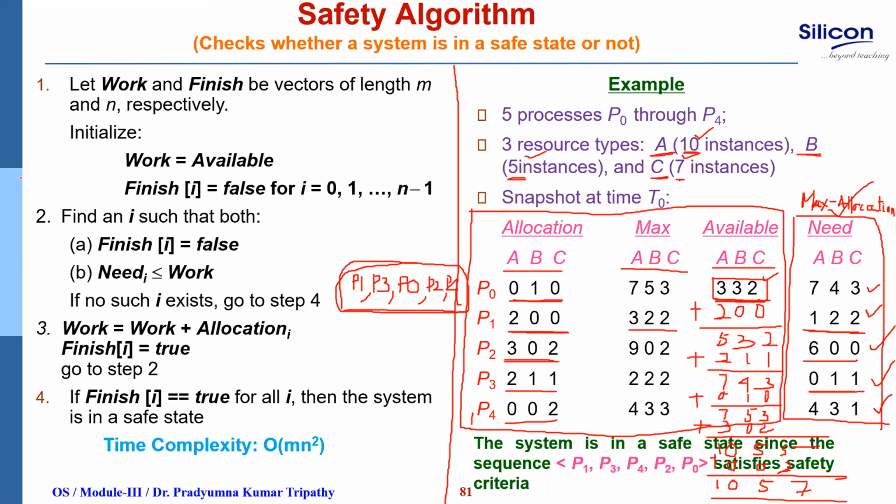You can select P4, then P1. It's up to you only. If it is satisfying, you just allocate it. So you may not have a unique sequence. Like here I have solved and I got P1, P3, P0, P2, P4. But in this slide earlier I computed P1, P3, P4, P2, P0. There is another sequence.